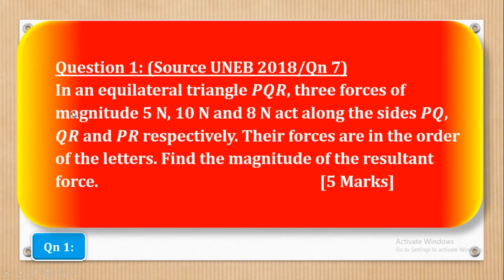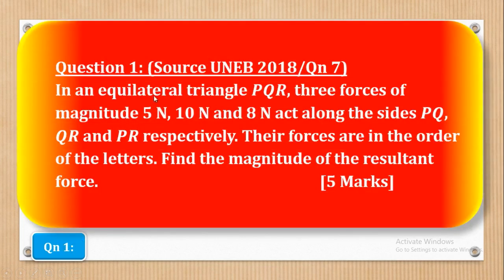Now we shall start with question 1, and question 1 says, in an equilateral triangle PQR, three forces of magnitude 5 newtons, 10 newtons and 8 newtons act along the sides PQ, QR and PR respectively. The forces are in the order of the letters. Know that word, order of the letters. Find the magnitude of the resultant force.